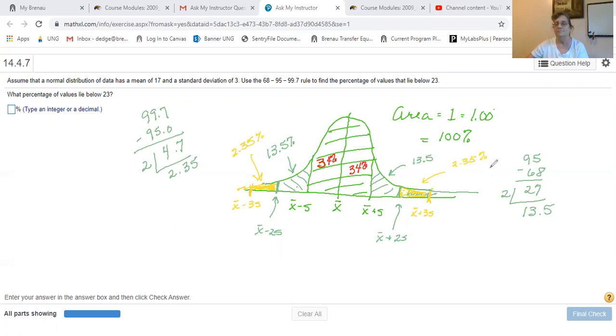And then this accounts for all but 0.3% of the area under the curve. So on the outside of the third standard deviations is an additional 0.3%, which is going to be split evenly between the two ends. Half of 0.3 is 0.15. So this last little tiny bit here would only have 0.15%.